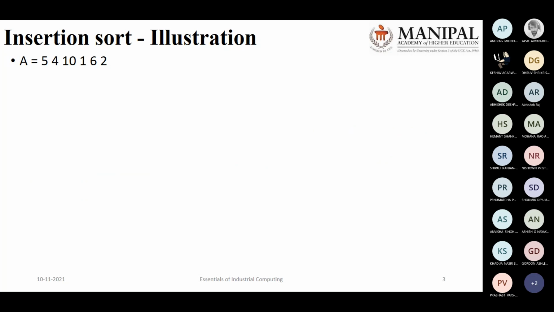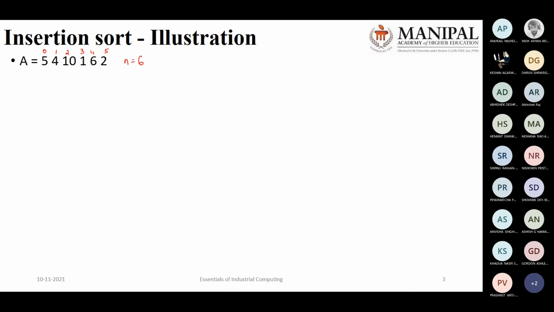So we'll look at the illustration of insertion sort. Your array has 6 elements: 5, 4, 10, 1, 6, 2. These are at index 0, index 1, index 2, 3, 4, and 5. And the value of n is 6. There are totally 6 elements: 5, 4, 10, 1, 6, 2.